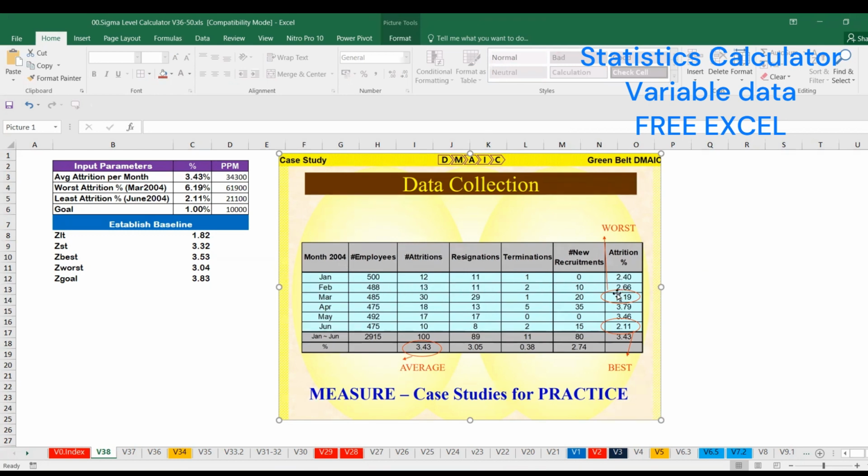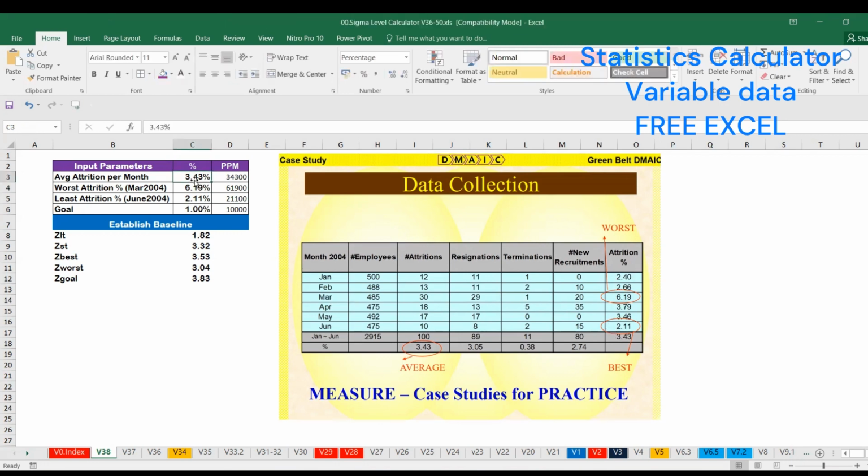For example, Jan is 2.4, Feb is 2.66, and March shoots up to 6.1, and it goes on, right? The average of this one is 3.43. And the worst one is 6%. The least one is 2%, right? So you write down everything. For example, the average is 3.43. The worst one, which occurred in March, is 6.19%, and the least attrition, which happened in June, is 2.1%. And the management has set the target that attrition should be only 1%, right?